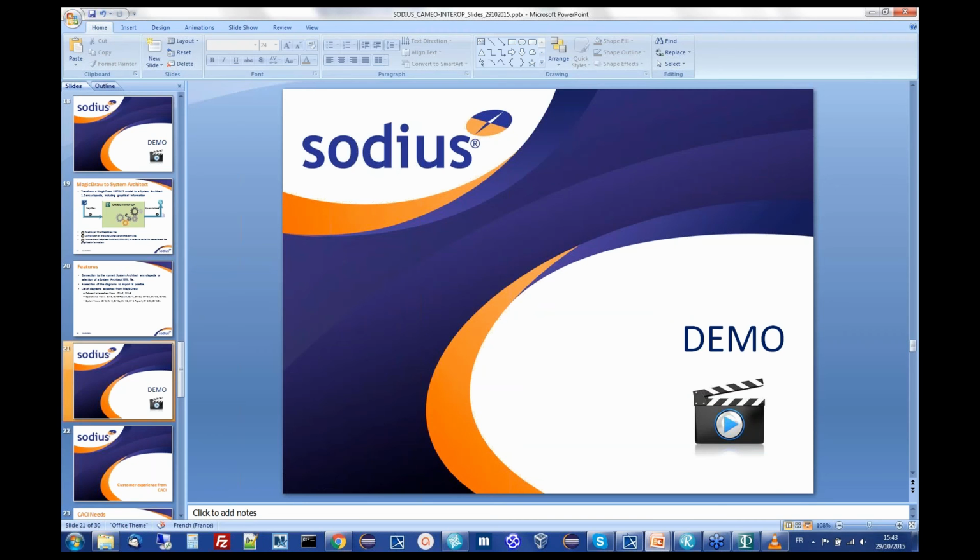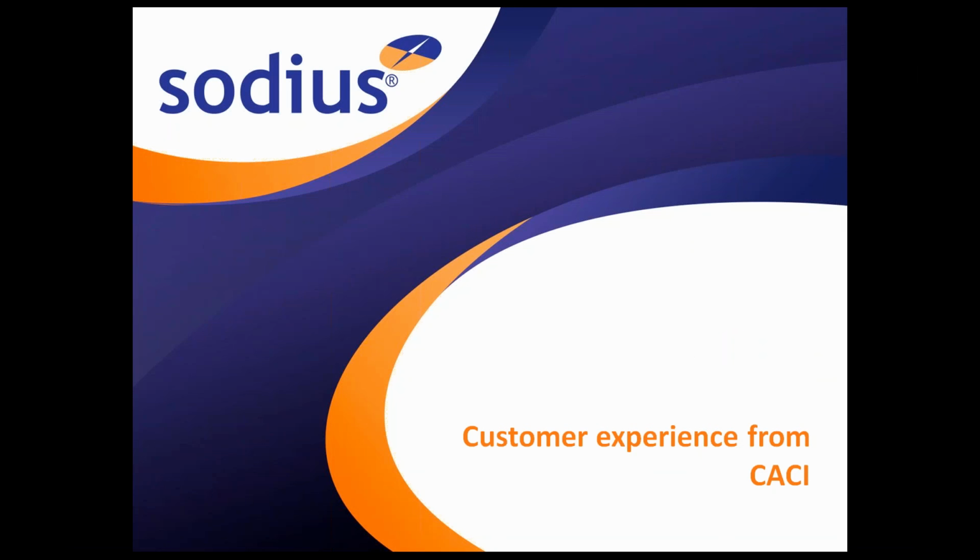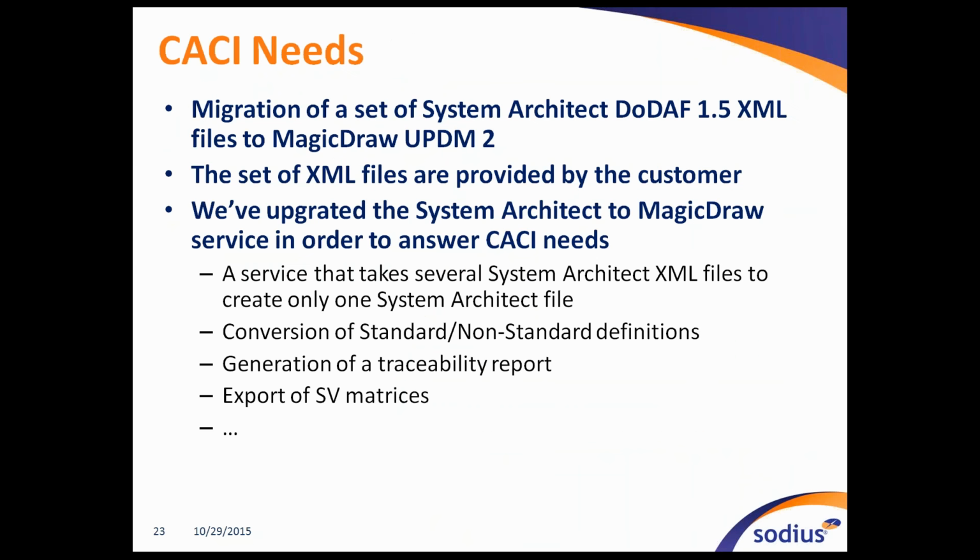Now, to conclude my presentation, I would like to present you our customer experience from CACI. So what did CACI need? They needed to do a migration of a set of System Architect DODAF 1.5 XML files. So they had several System Architect XML files. And the files were provided by one of their customers.